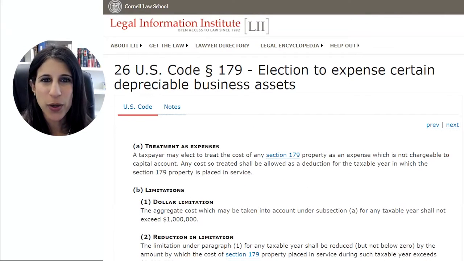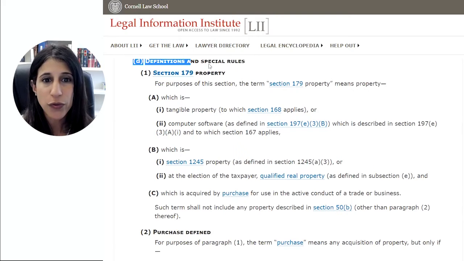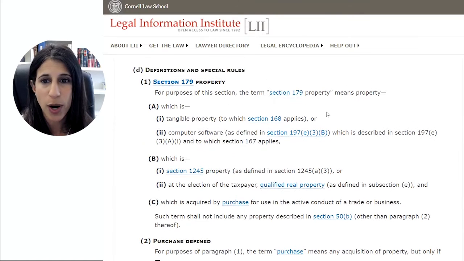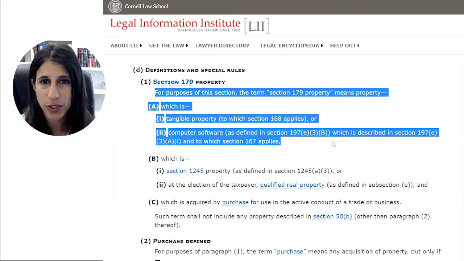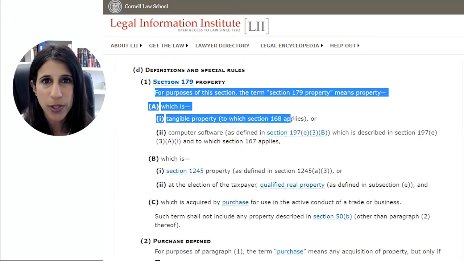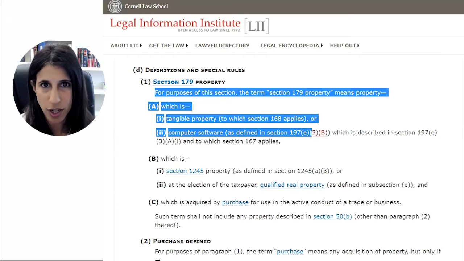Let's see what property qualifies for Section 179 expensing. Not all property can qualify for the Section 179 deduction. Only property that is Section 179 property can qualify. That property is defined in Section 179(d) of the Code. There are 4 requirements that must be met for property to qualify for this deduction. First, the property must be tangible property or computer software. So it must be property that you can move or touch, or computer software.